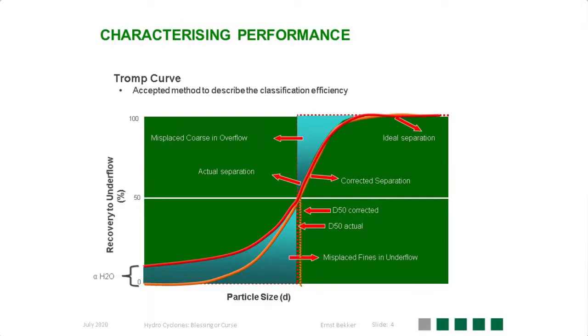You can never have no water in the underflow, and the more water you have in the underflow, the more fines are reporting to the underflow. Because of that, we as suppliers have to discount the alpha water or the bypass water effect, and we use a curve that we refer to as the corrected separation curve. There are therefore 2 different cut points that we as suppliers use. There's a D50 actual cut point, and in our simulations we refer to the D50 corrected cut point.